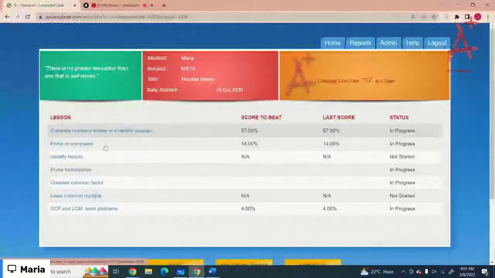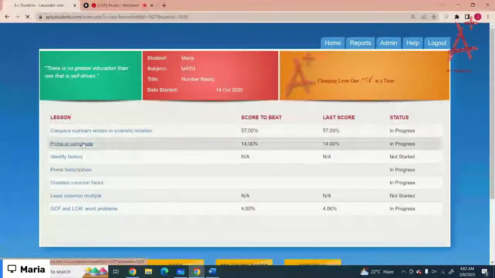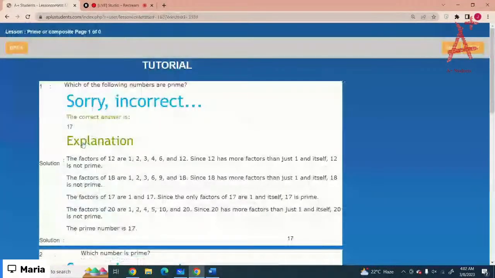Here I'm on grade 6 maths. The chapter is number 3 and the lesson I'm going to start with is prime or composite. So let's just start with the lesson. Okay, which of the following numbers are prime? So you're given a list of the numbers, you need to see which of them are prime.